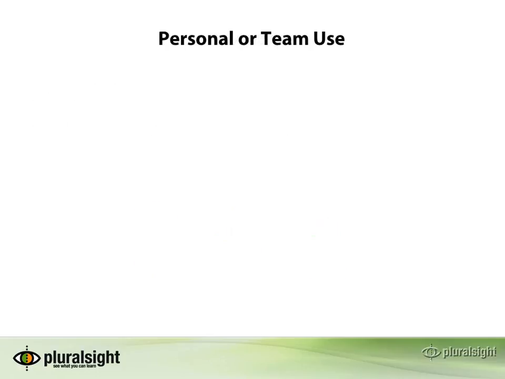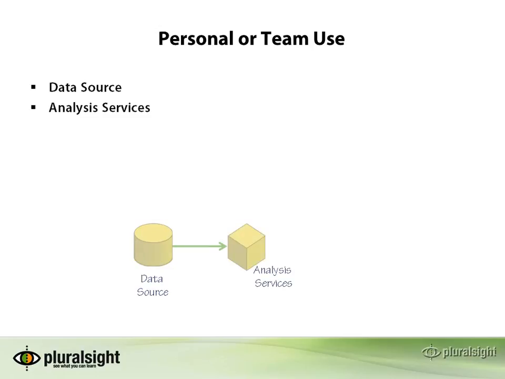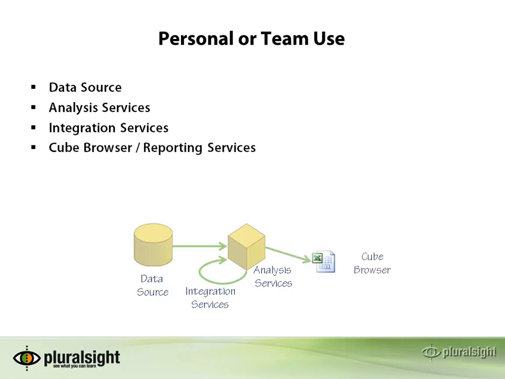Once we move past the prototype stage, we need to automate the process of keeping data current in analysis services. With this option, we still have a data source, and we have analysis services in place like we did in the prototype architecture. But this time, we also have integration services which we can use to run a package on a scheduled basis to update analysis services. And we still need a tool for cube browsing, and Excel is still a popular choice in the personal or team use architecture, but we might also set up reporting services to have standard reports that use analysis services as a data source.